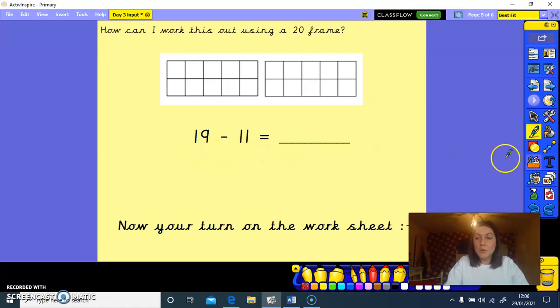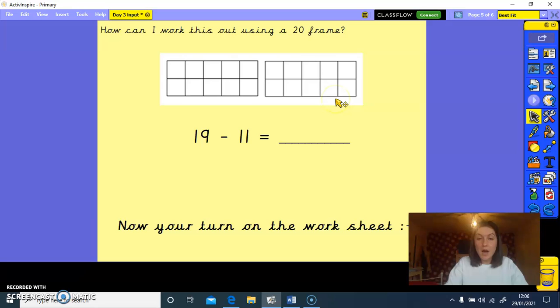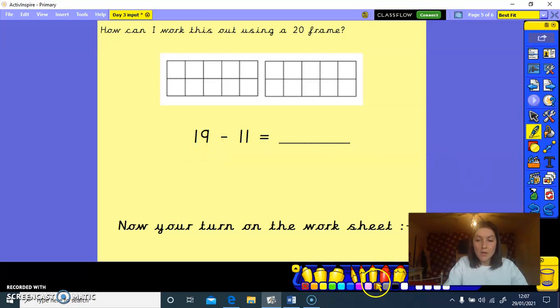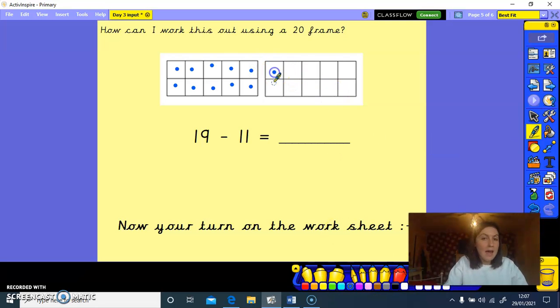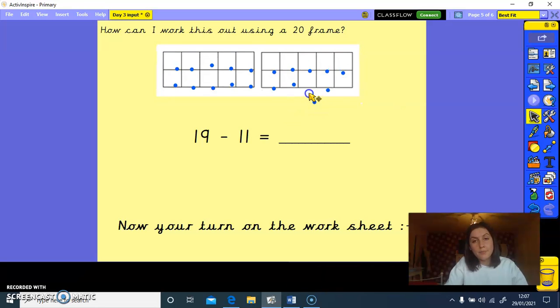So, how many do I need to put into my tens frame this time? My 20 frame this time, because I've got a 10 and a 10, haven't I? 19. Brilliant job. Here we go. Nice counting. Count with me. Loudly. Ready? 1, 2, 3, 4, 5, 6, 7, 8, 9, 10. Oh, that one's a bit high up, isn't it? Silly Miss Clark. Let's put them in. There we go. 10, 11, 12, 13, 14, 15, 16, 17, 18, 19.